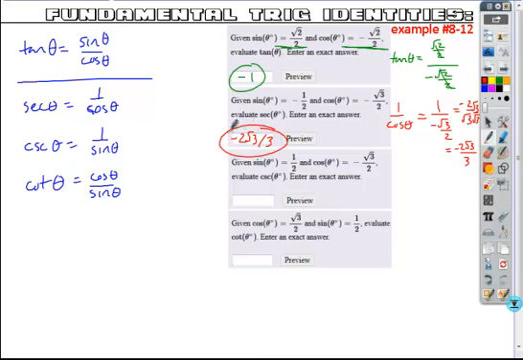And the next one is even easier. The cosecant is the reciprocal of sine. 1 over sine, we just flip. 1 over 1/2 gives us 2.